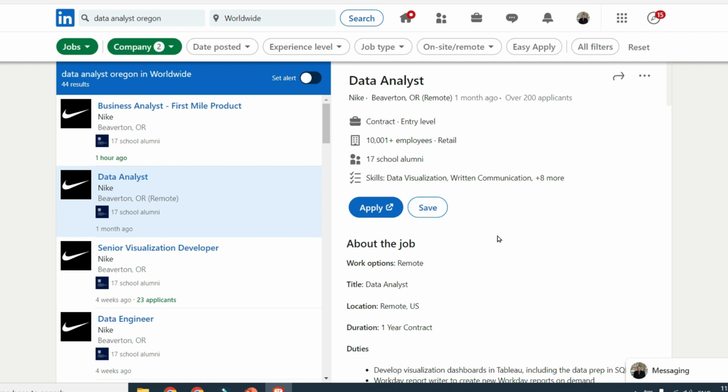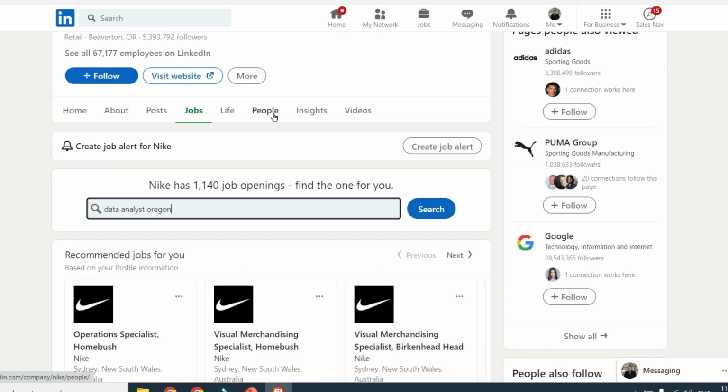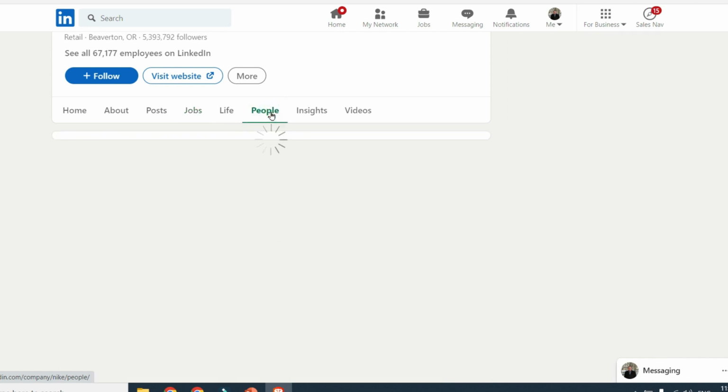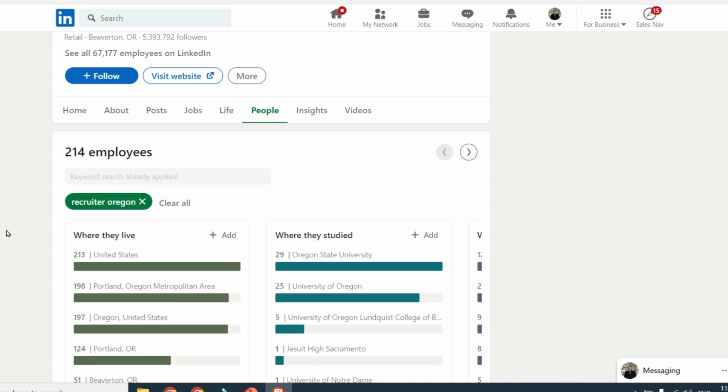Now, another tactic you can try is if you know you want to work for Nike and you know there's a data analyst job role because you've just searched, you can go back. Let's go back to this page and you can go to people that work at Nike. So you can try to directly contact the people, the hiring manager or the recruiter directly. So there's a lot of people here. So you would put in things like recruiter and then Oregon. So there's 214 people who come up with that result.